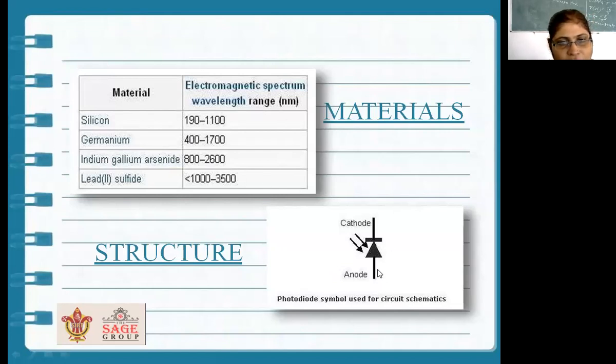Now this is the symbol of the photodiode. You can see this is the anode, this is the cathode, and light is falling on this. When light falls on the photodiode, it does the conversion and converts into voltage or current.